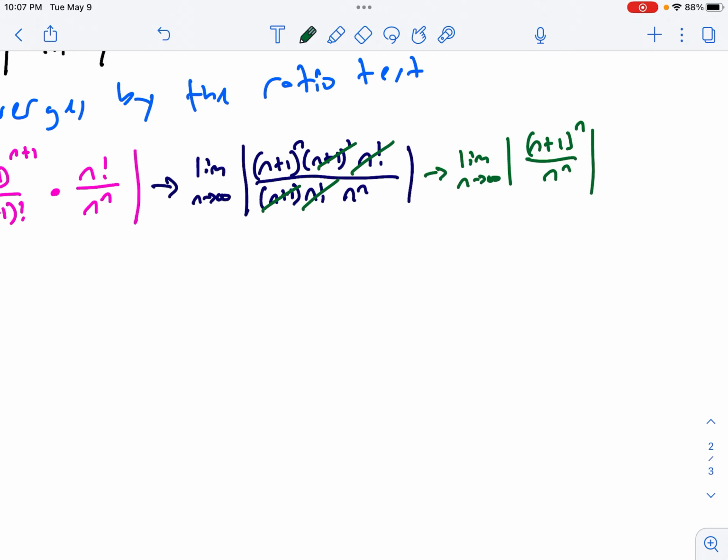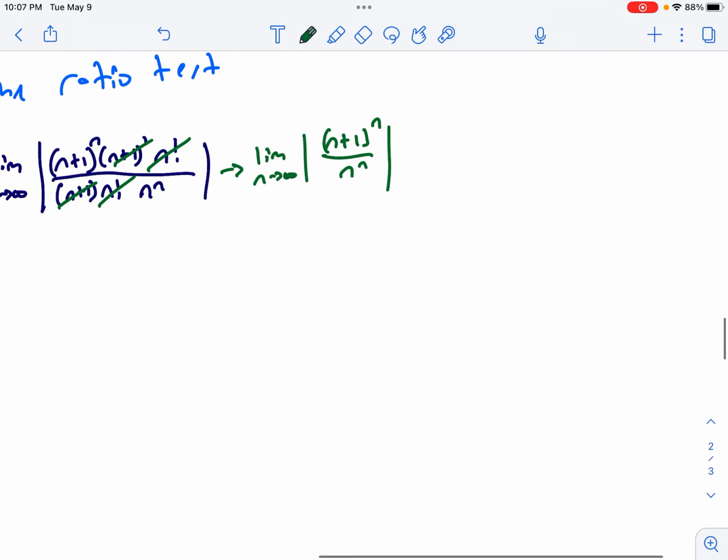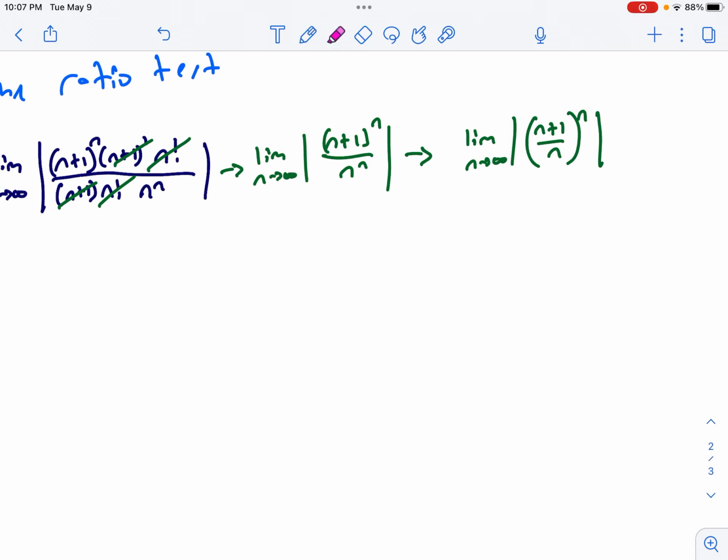Well, that's kind of awkward, right? We're not really sure what that is. So let's see what else we can do with this. The limit as n goes to infinity of n plus 1 over n all to the nth power. So what does that mean? Well, on top we have a number that's always a little bit bigger than the bottom number. Do you see that? The top is always going to be bigger than the bottom.